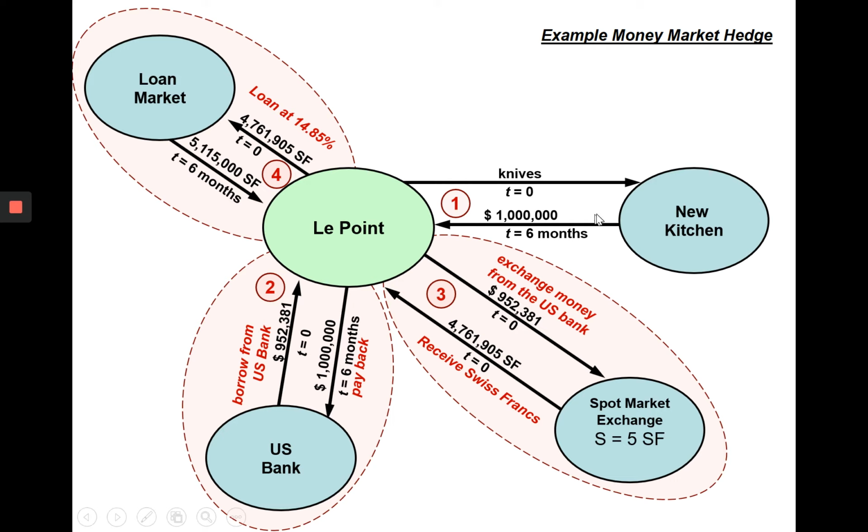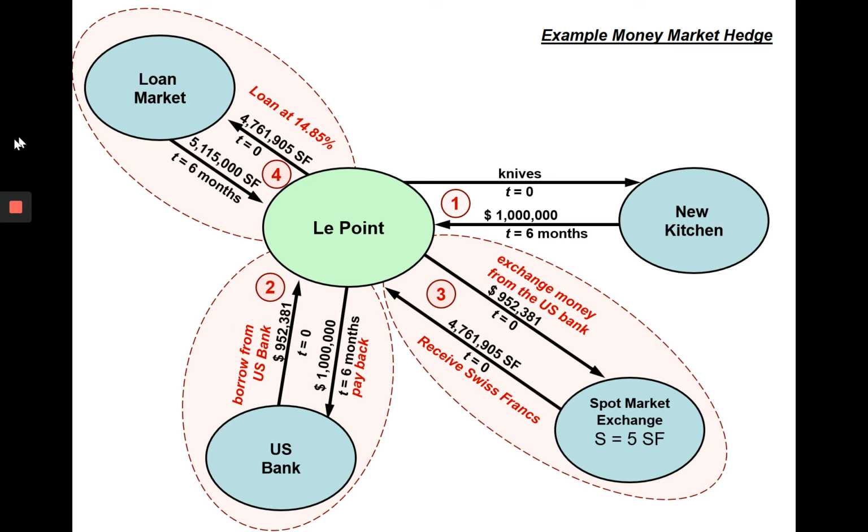So let's see what transaction exposure we're left with in this money market hedge. New Kitchen doesn't pay, the 1 million doesn't come. Then we go to the US bank. The US bank says, I don't care that your customer isn't paying you. It doesn't involve me. You have a contract with me. You got a loan, you have to pay off your loan, or you would be in default and we go to bankruptcy court. So the story is exactly the same as forward.